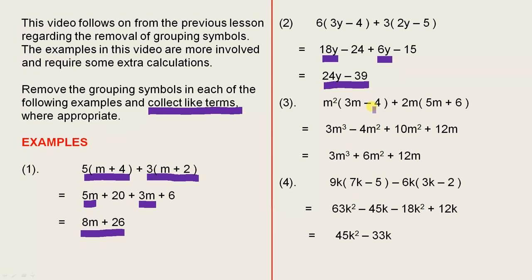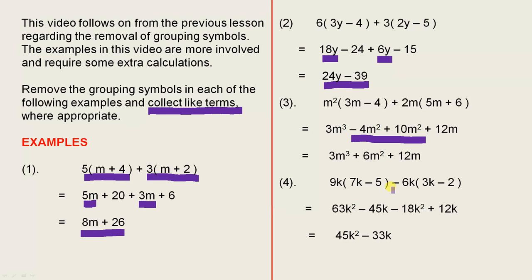The next example is this one. And when we remove the grouping symbols for each part, we get this line here. Now we have a look at the like terms, and the only terms that are like terms are those two there. So the 3m cubed, we write that down, 3m to the power of 3, minus 4m squared plus 10m squared gives us plus 6m squared, and there's our 12m.